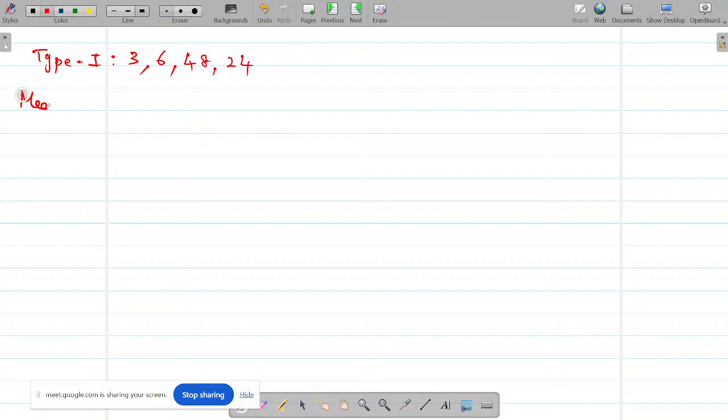We are going to find the mean, and the first mean is arithmetic mean. What's the formula? Summation x by n. So here, 3 plus 6 plus 48 plus 24 divided by n. I just want it in two decimals. Yes, please calculate the value. If you have the calculator, make your calculator working.